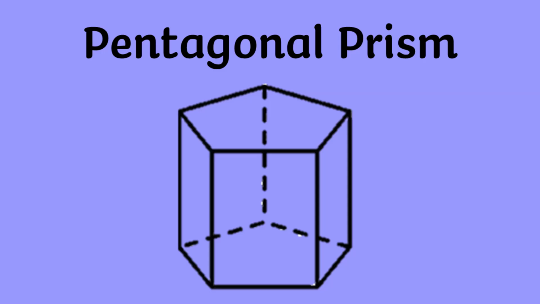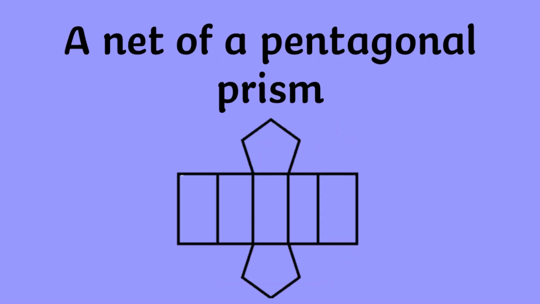Here is what the net looks like for the pentagonal prism. Remember that a pentagon is a shape that has 5 sides. This means that the one pentagon will be connected to the other pentagon by 5 flat sides, the 5 faces that connect the 2 pentagons. Can you add up the faces by yourself?